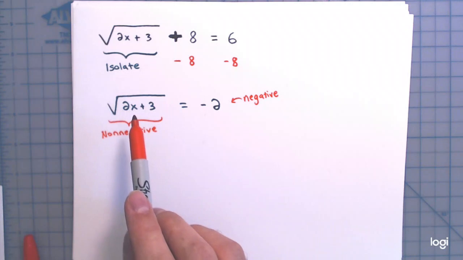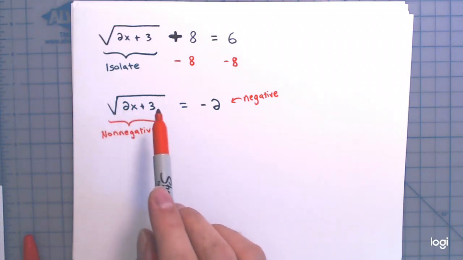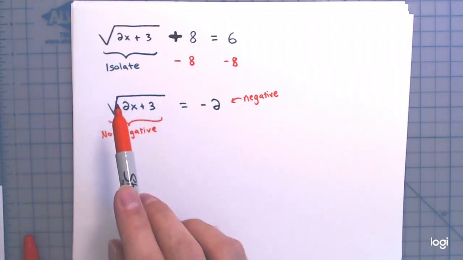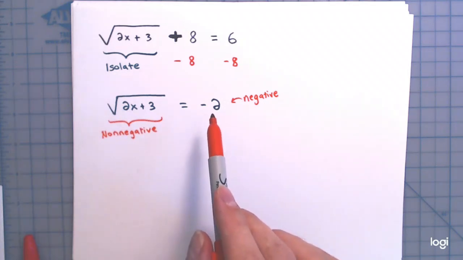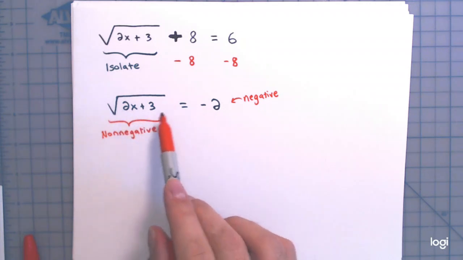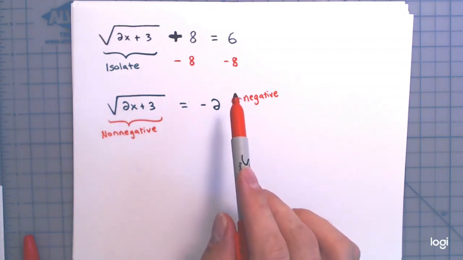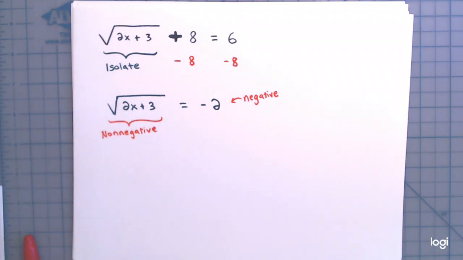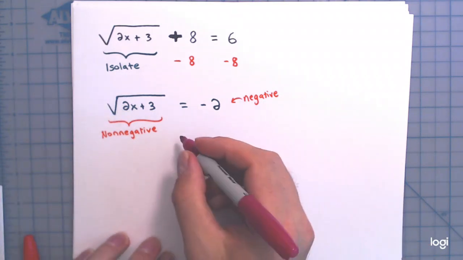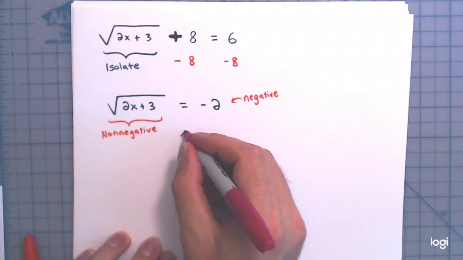So on the left side, I have a non-negative number, the non-negative root of something, being equal to, on the right side, a negative number. This cannot happen. You cannot have a non-negative number be equal to a negative number. So if you see that, this can't happen.